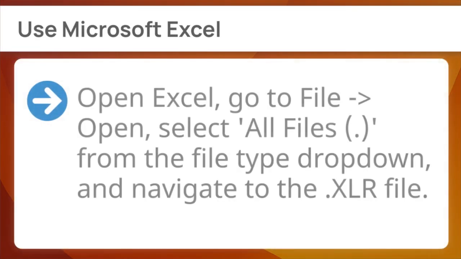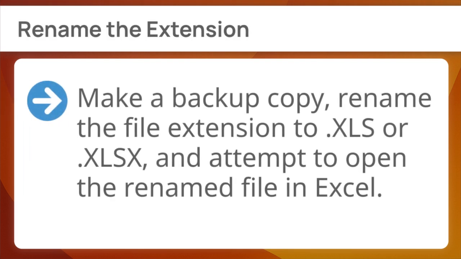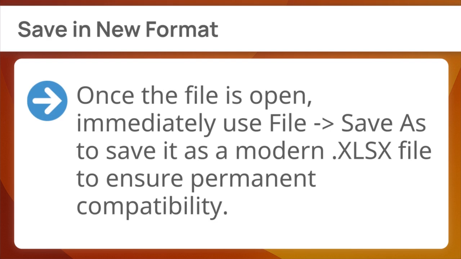First, use Microsoft Excel. Open Excel, go to File, Open, select All Files from the File Type dropdown and navigate to the XLR file. Next, rename the extension. Make a backup copy, rename the file extension to .xls or .xlsx, and attempt to open the renamed file in Excel. Finally, save in new format. Once the file is open, immediately use File, Save as to save it as a modern .xlsx file to ensure permanent compatibility.